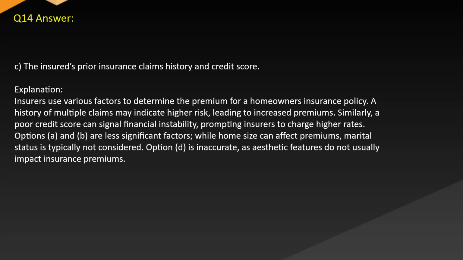Options A and B are less significant factors. While home size can affect premiums, marital status is typically not considered. Option D is inaccurate, as aesthetic features do not usually impact insurance premiums.